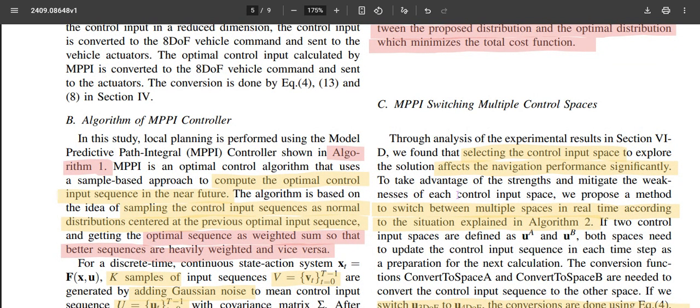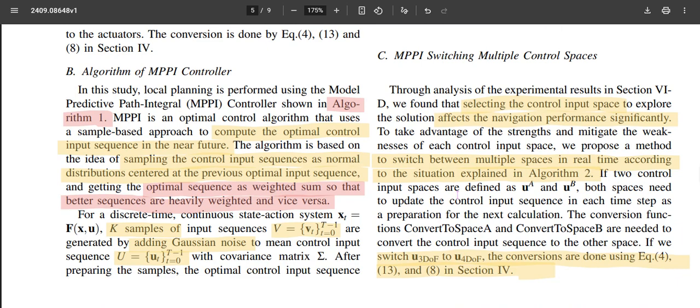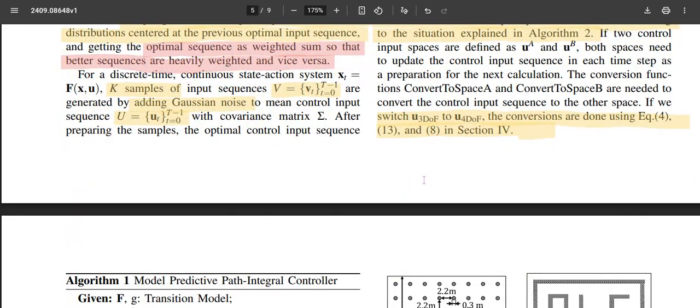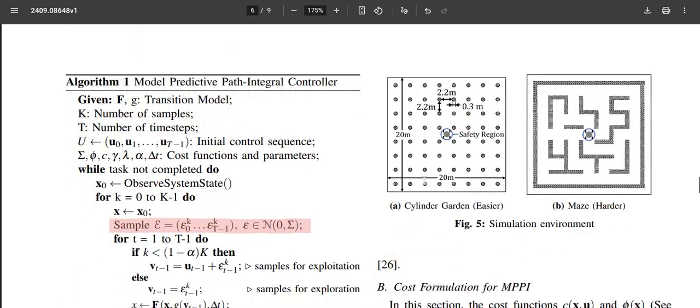One of the other contributions is how this MPPI can be switched between different control spaces. Two MPPI algorithms can be developed, one based on 3 degrees of freedom and one on 4 degrees of freedom, and there can be a criterion to decide whether 3 or 4 degrees of freedom is used in the MPPI. That will be put through a transformation matrix to a full 8 dimensional input, and that will be given as the vehicle control input.